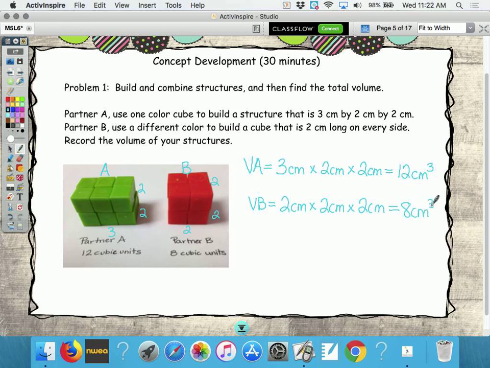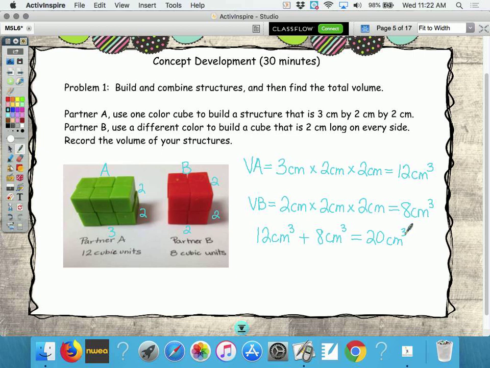Okay, so then to solve this, once we slid those two prisms together, we decided we're not going to multiply because that would be 96 cubes and we don't have 96 cubes there. So we're going to do what? Add. So you will add the two volumes. Make sure you have your labels. And that's all there is to it.